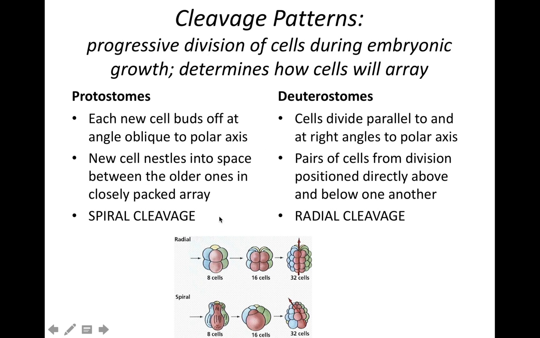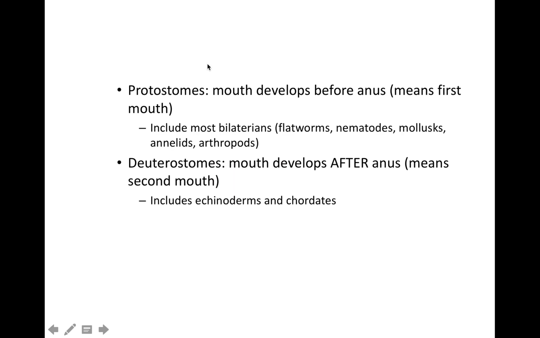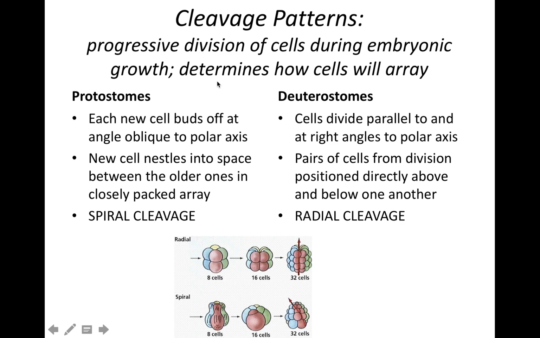I don't know if in your notes you want to basically cut your paper in half, because I'm going to talk about protostomes on the left-hand side and deuterostomes on the right-hand side here. But cleavage patterns do belong to this basic pattern. After the first couple rounds of mitotic division, you get either symmetrical or asymmetrical division going on.